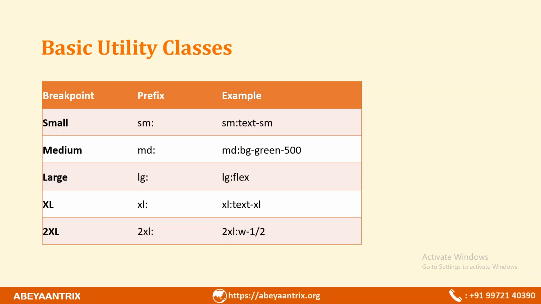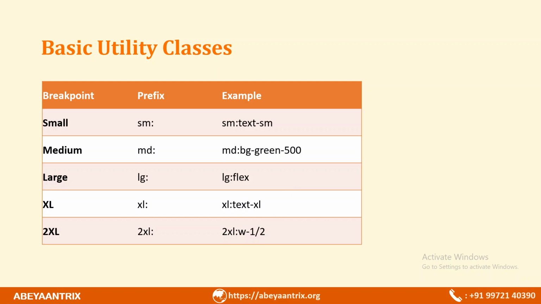One of my favorite features is how easy responsive design is. Tailwind uses breakpoint prefixes that you add before any utility classes. So here are the examples. sm:text-sm applies small text on small screens, and on large screens you can use bg-green-500, which changes the background on medium screens. You can stack these prefixes to create fully responsive layouts without media queries.